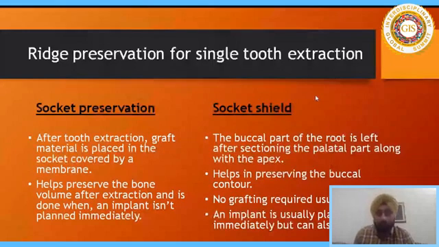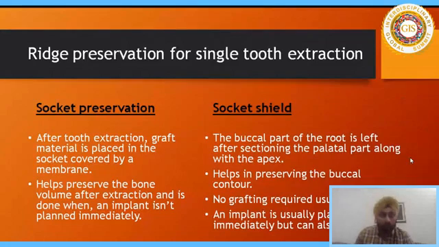Now, what is socket shield? The buccal part of the root is left alone after the sectioning of the palatal part along with the apex. This helps in preserving the buccal contour. No grafting is required, and an implant can usually be planned immediately or as a delayed one. We'll come to socket shield later.